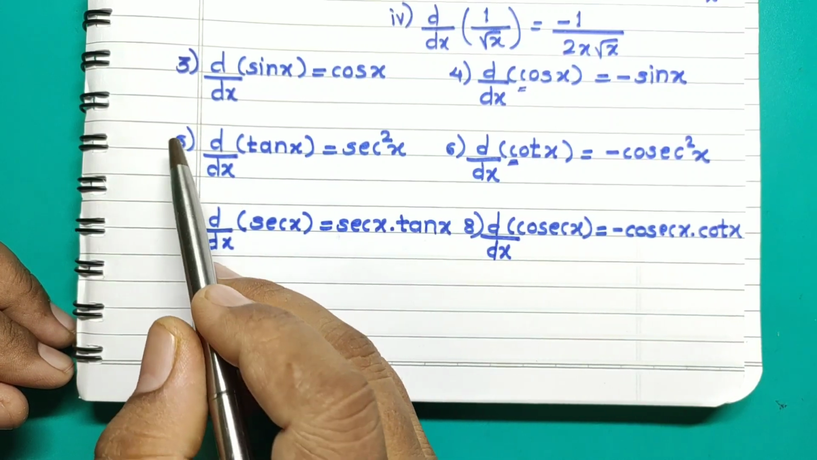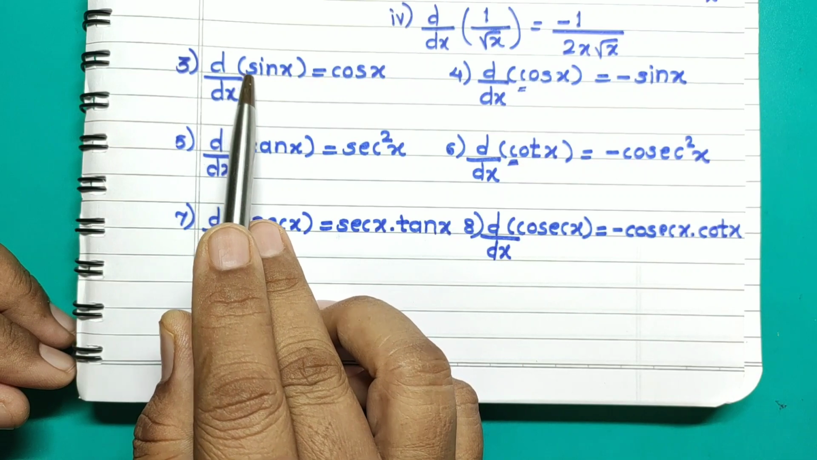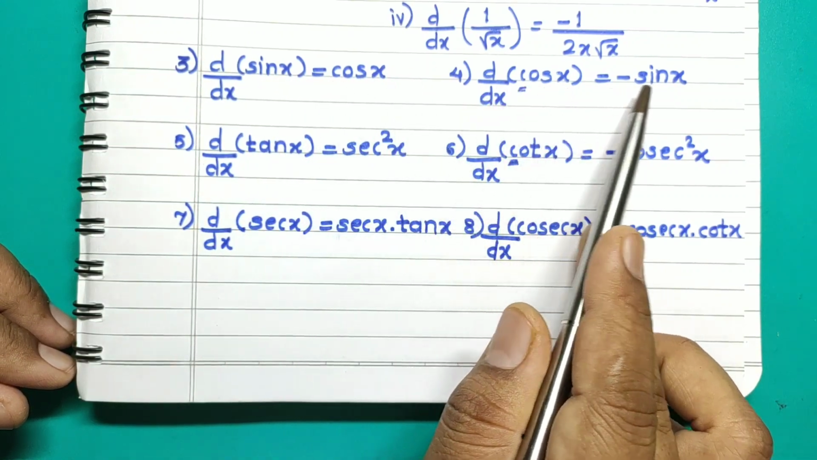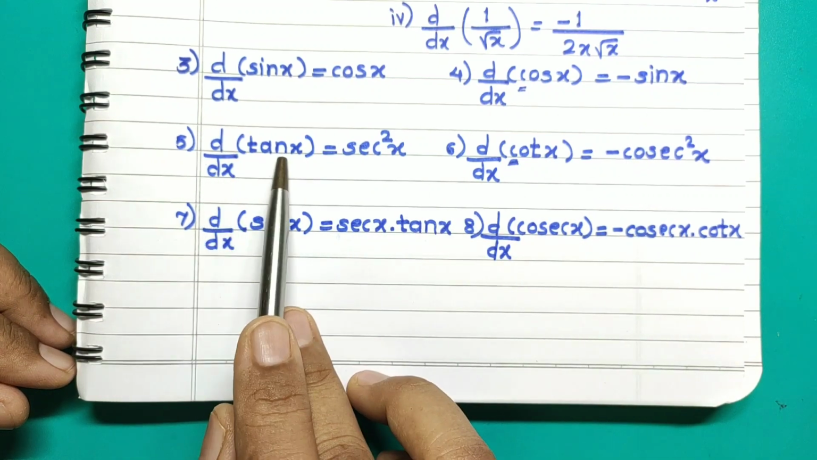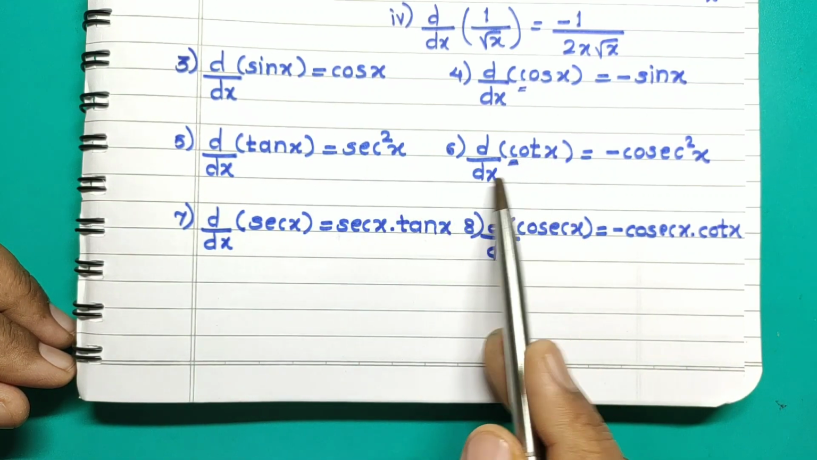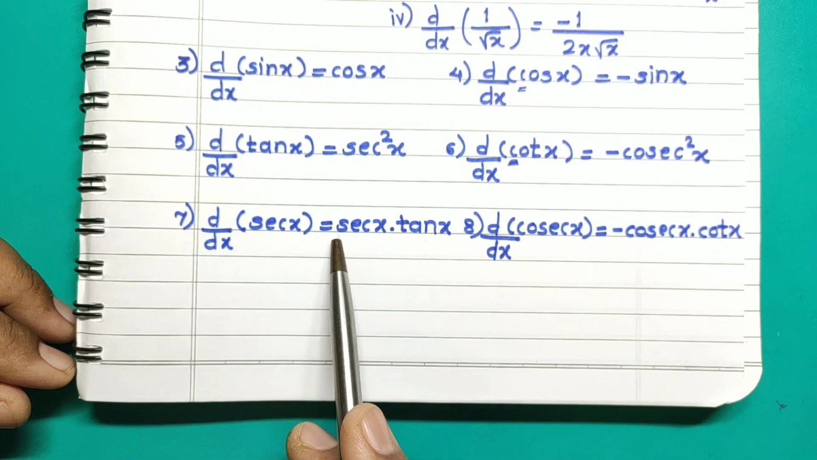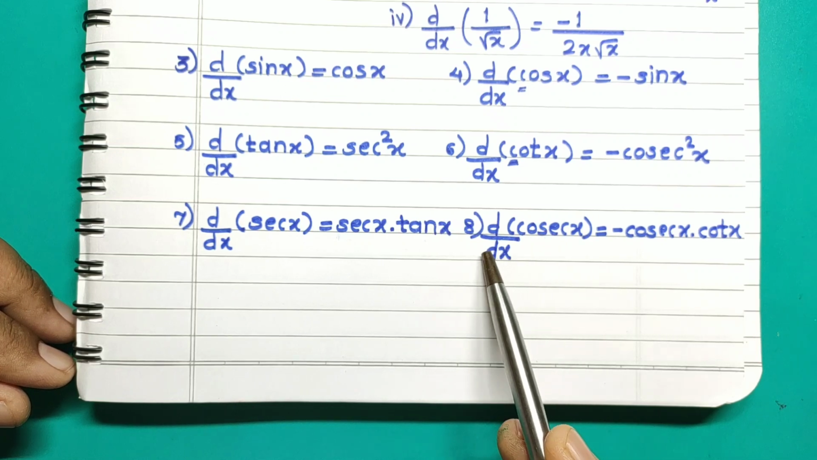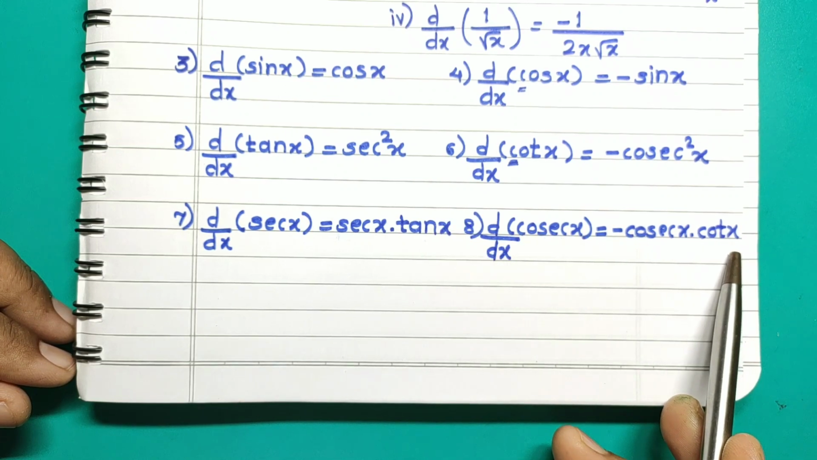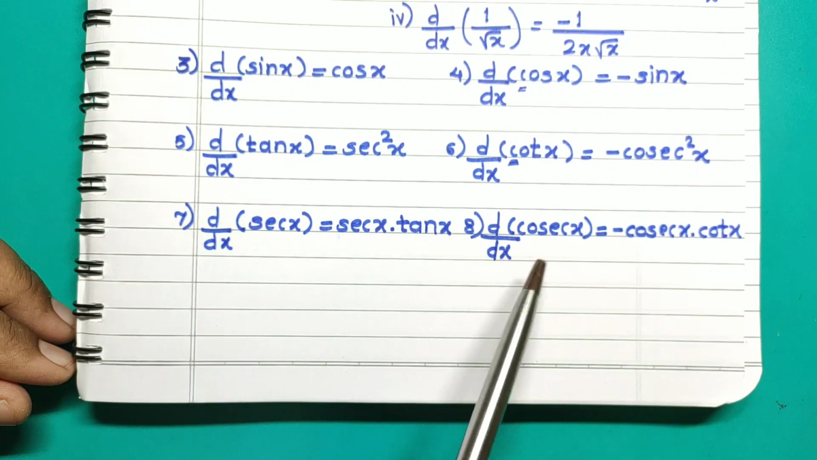Then let's go to derivatives of trigonometric functions. First, derivative of sin x is cos x. Then derivative of cos x is minus sin x. Derivative of tan x is sec square x. Next, derivative of cot x is minus cosec square x. Next, derivative of sec x is sec x tan x. And lastly, derivative of cosec x is minus cosec x cot x. So these are the derivatives of trigonometric functions.